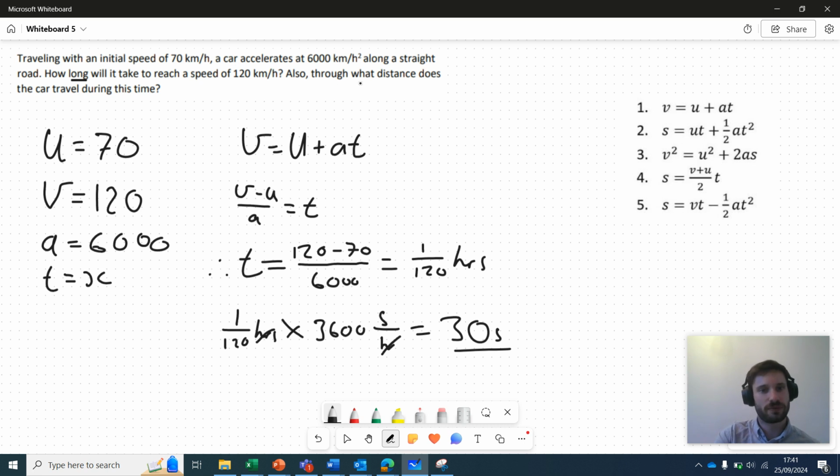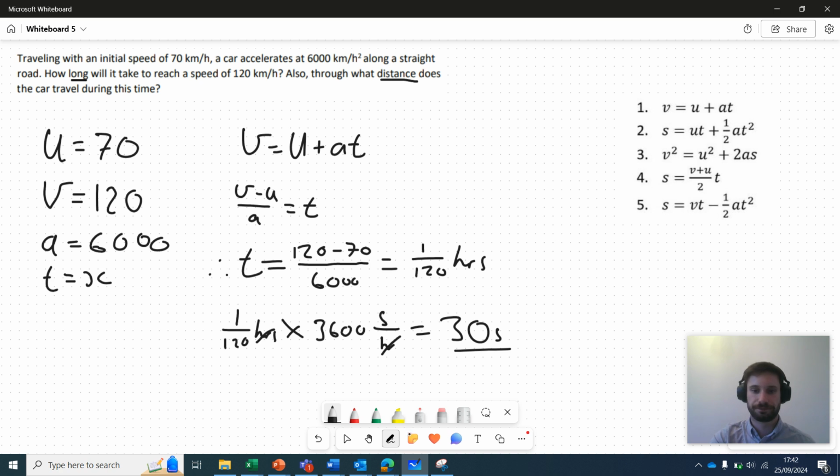It's also asking through what distance does the car travel. We have a value for t now. We still have these values for u, v, and a. We're looking for distance traveled. Okay, so we're looking for s. So really, we can pick any equation we like here from 2, 3, 4, and 5, right? We have all the values that we need. Let's just pick the simplest one that kind of strikes out, and that's probably this equation 4 here, s equals v plus u over 2, times t.